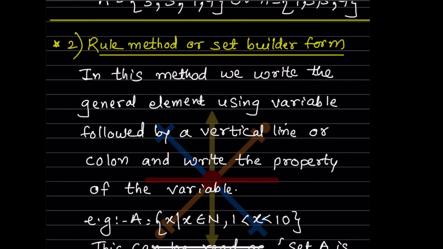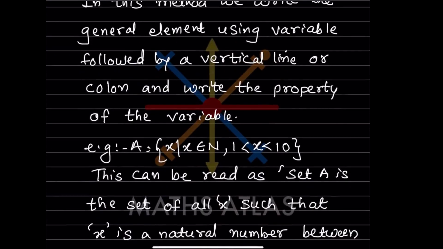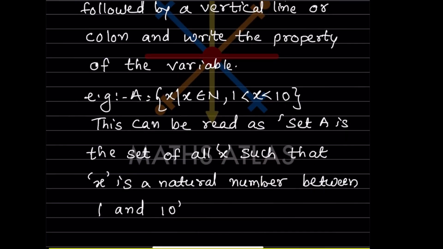Now the rule method, or the set builder form. In this method we write the general element using a variable, followed by a vertical line or a colon. Colon means these two dots. A vertical line is what I write here. Suppose this example is given: A equals, x, vertical line, x belongs to N, 1 is less than x is less than 10.